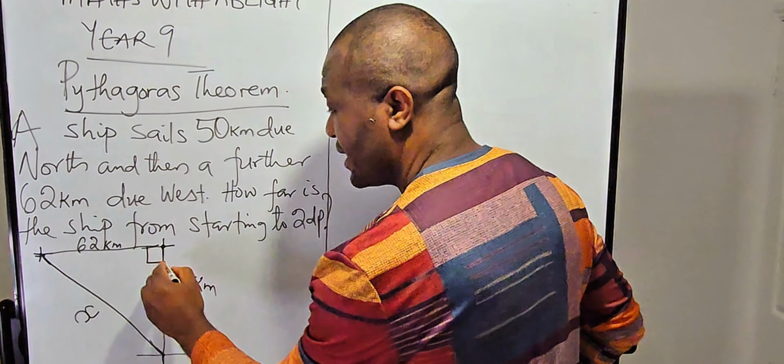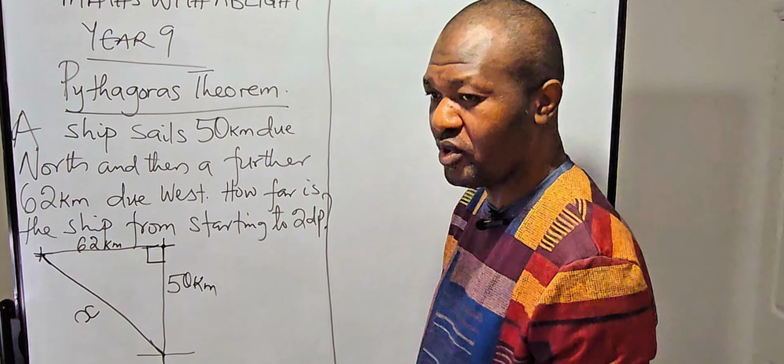Here is going to be angle 90 because he got to that point and he went straight. And in the previous lesson, I told you any side facing angle 90 is called the hypotenuse. Pythagoras is telling us that the square of the hypotenuse is equal to the sum of the squares of the other two sides. So we are asked to find the hypotenuse. Very simple. Using Pythagoras' theorem, x squared is equal to 62 squared added to 50 squared.